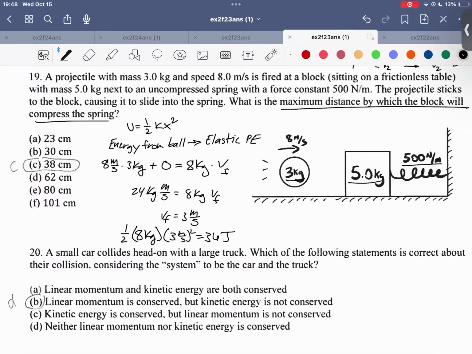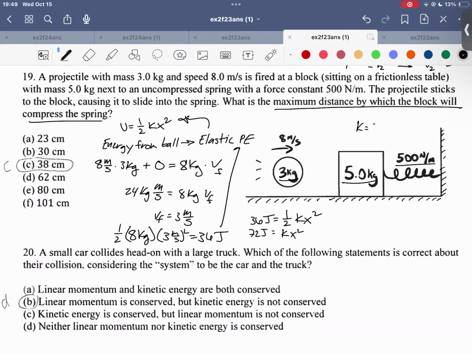36 joules. And so that's our elastic potential energy, right? But then we plug this into this equation over here. And so now we have 36 joules is equal to 1/2 kx squared. And so when we multiply, we get 72 joules is equal to kx squared. And then 72 divided by 500.